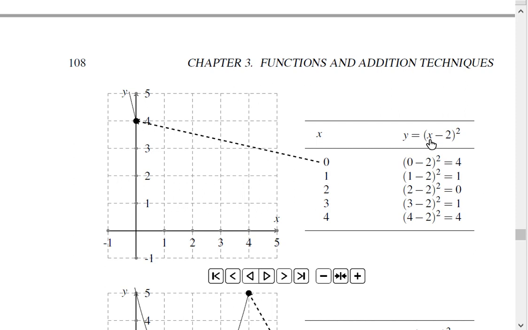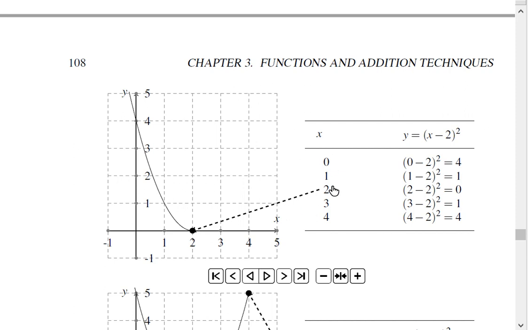We plug in 1 here, 1 minus 2 here is -1. Square it is +1. So 1, 1 has this point. X is 1, y is 1. Second point. And the third point is 2, 0.